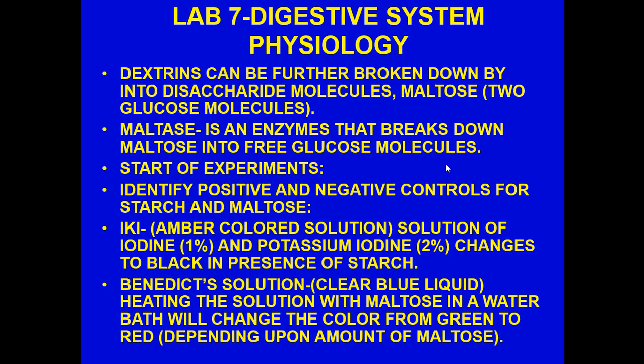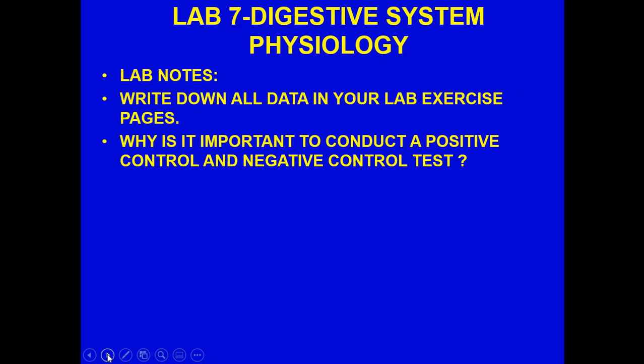There is another important solution that would be used. These are indicators. And Benedict's solution is the one that we're going to be talking about. It's a clear blue liquid. Heating the solution with maltose in a water bath will change the color from green to red. Now, the color variation depends on the amount of maltose present. In lab notes, you would normally write down all of your lab data in your lab exercise pages.